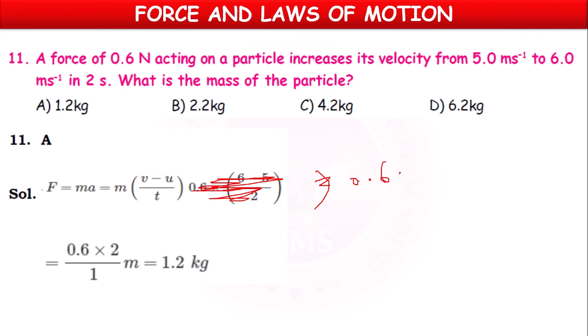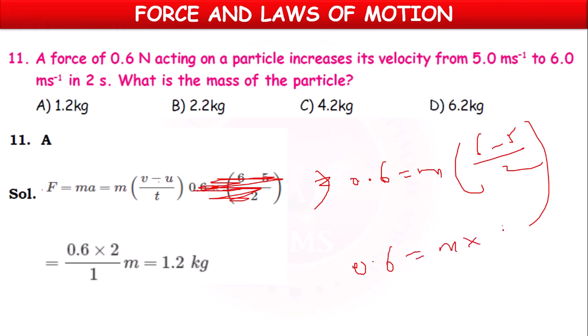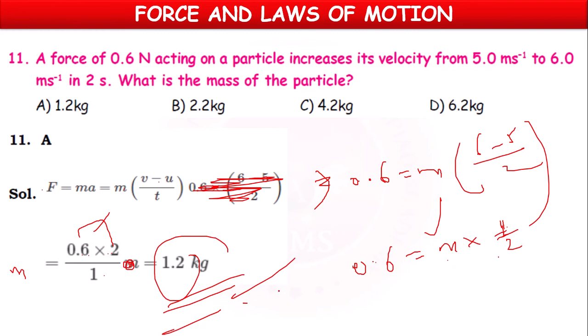Here the value of force is 0.6 newtons, equal to m, the mass of the particle we have to find, into the acceleration, 6 minus 5 by 2. Or 0.6 equal to m into 1 by 2, or m equal to, 1 by 2 will come this side, it will become 2 by 1. m equal to 0.6 into 2 by 1. 0.6 into 2 is nothing but 1.2 kg. So 1.2 kg, option A is the correct answer.